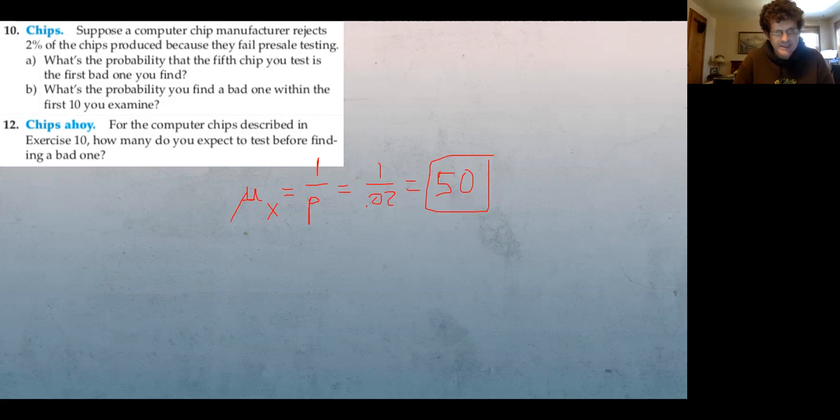And when we say it's the expected value, if we did this testing every single day and just kept track, like, I tested 47 today before I found my first bad one, today I tested 100 before I found my first bad one, and today it was my second one, on average, it's going to be about the 50th chip that you check.